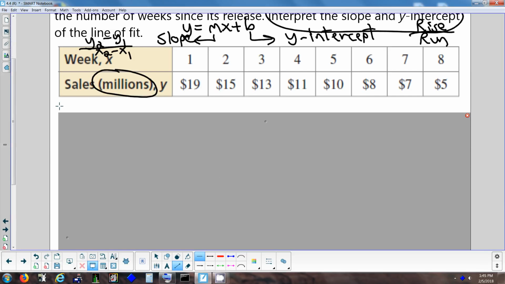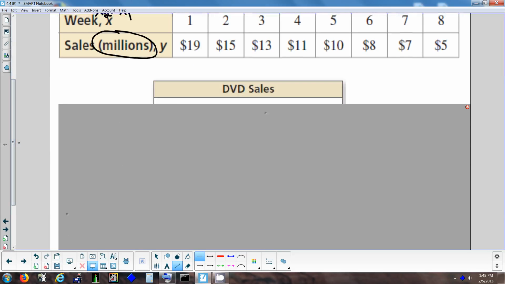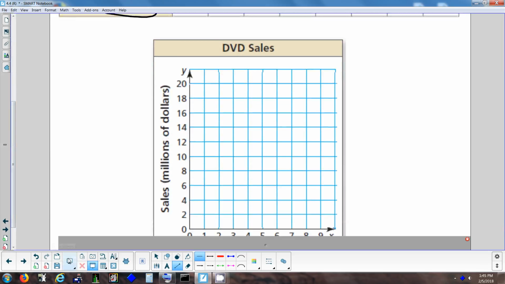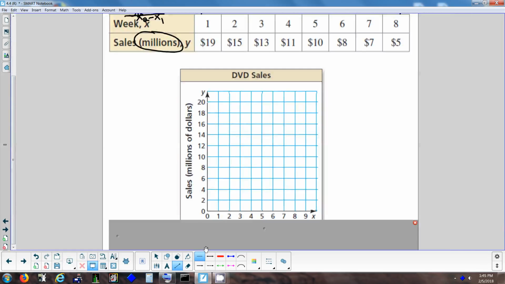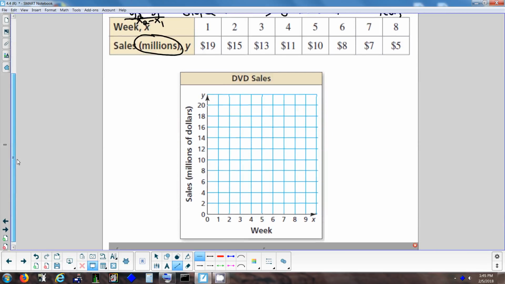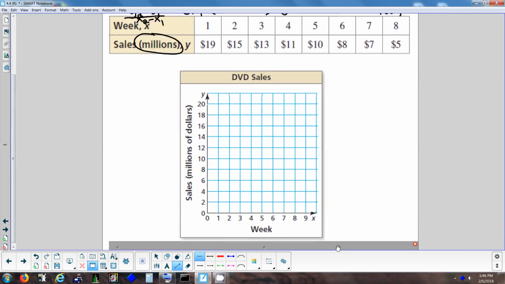Oh, it's going down too. So in the case of this, sometimes we may give you the scatter plot already set up. Each axis is labeled and numbered. You just have to put the dots. Like the one we did before, where we had to label everything and put the numbers in. For this, we don't have to.